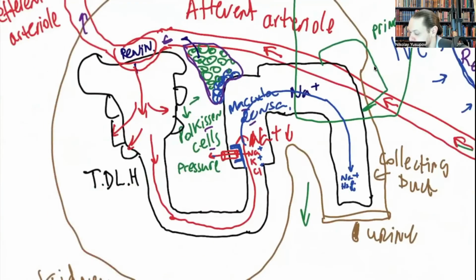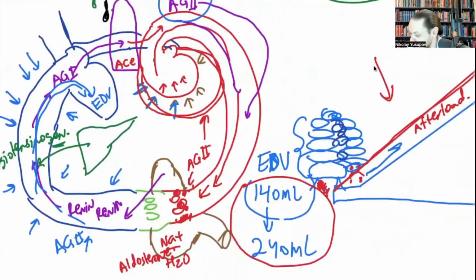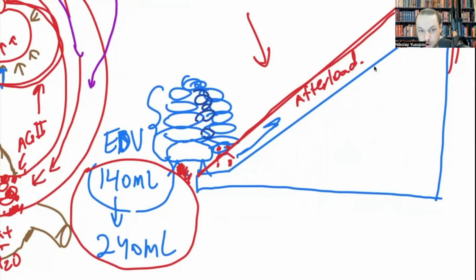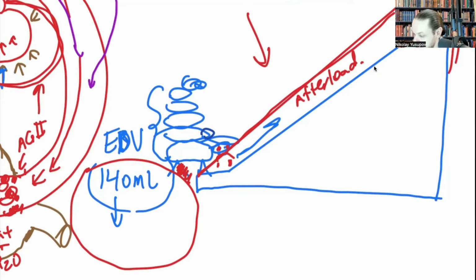How is it going to help us? If I decrease the amount of fluid in my body, I'm going to decrease this end diastolic volume. So all of a sudden, maybe I cannot take him back to normal, but maybe from this 240, I go back to 160 mLs.